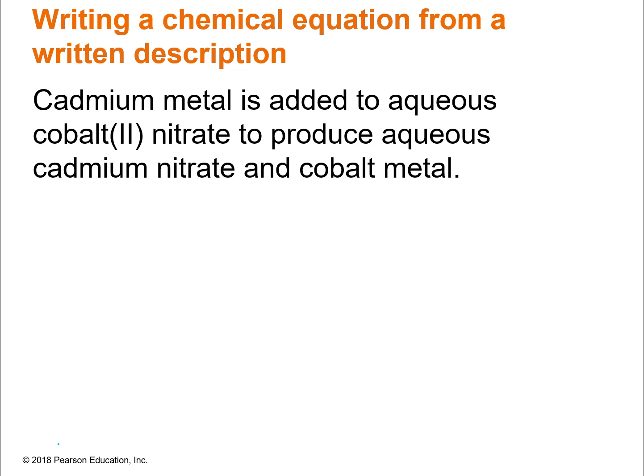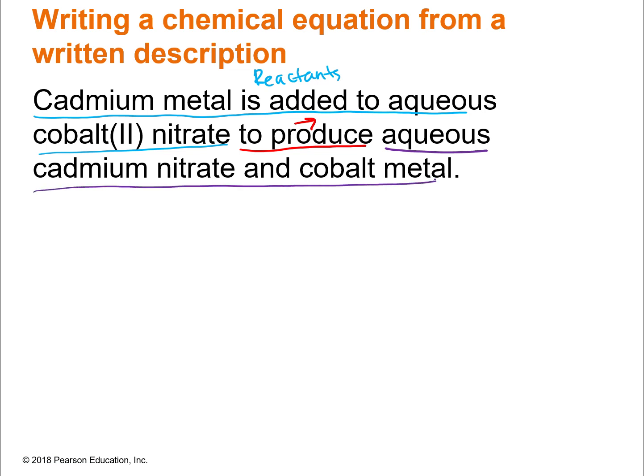Cadmium metal is added to aqueous cobalt 2 nitrate to produce aqueous cadmium nitrate and cobalt metal. Cadmium metal is added to aqueous cobalt 2 nitrate. Those are the reactants. To produce, that's our arrow. That's our yields. Then we've got the list of the products: aqueous cadmium nitrate and cobalt metal.